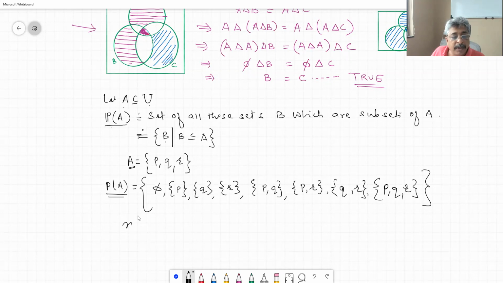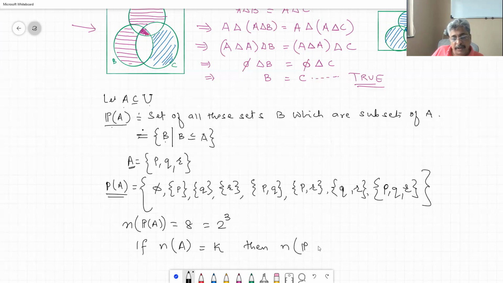Okay, so number of elements of power set of A in this case is 8, which is 2 raised to 3. So if A has n elements, so instead of writing that way, we can write n of A is equal to say k elements, then number of elements of power set of A is equal to 2 raised to k. Simple combination.